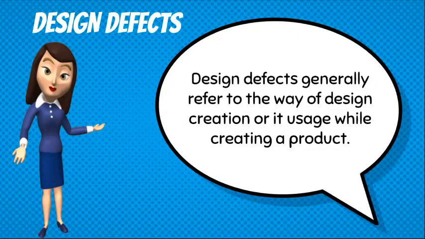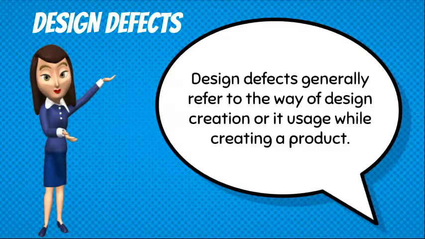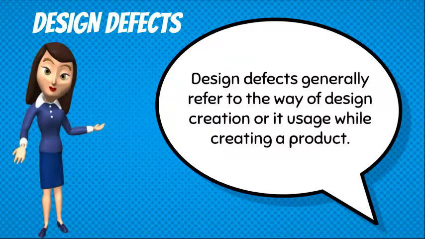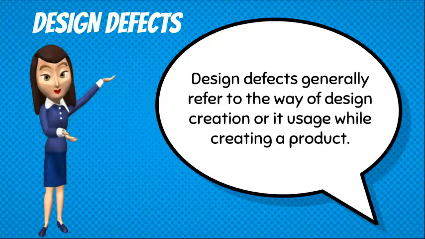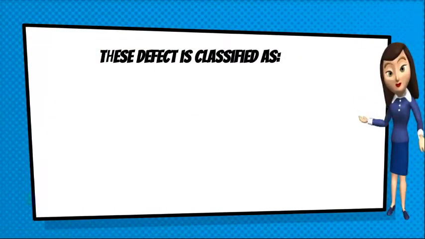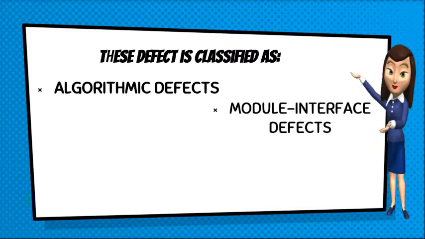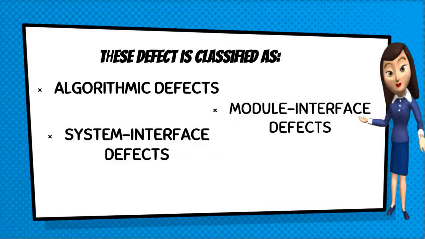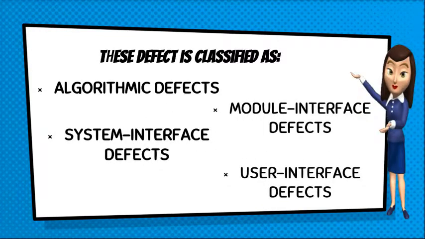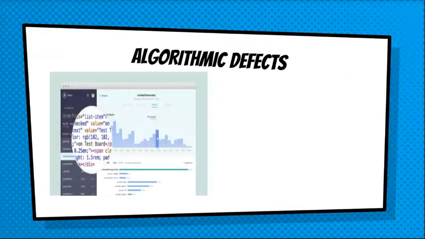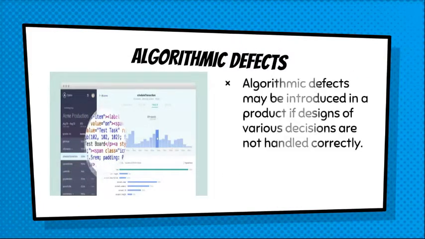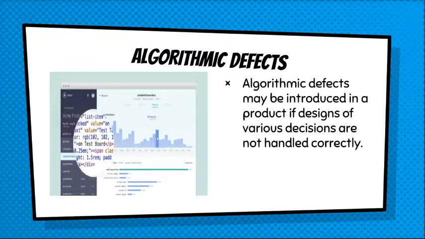The second classification of defects is design defects. Design defects generally refer to the way of design, creation, or its usage while creating a product. Design-related defects may be classified as algorithmic defects, module interface defects, system interface defects, and user interface defects. Let's first discuss algorithmic defects. Algorithmic defects may be introduced in a product if designs of various decisions are not handled correctly.